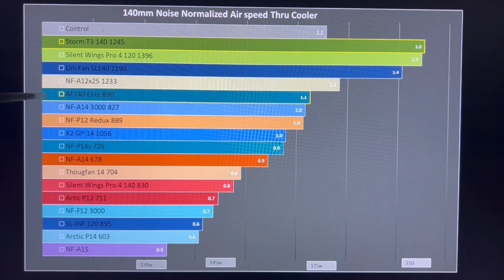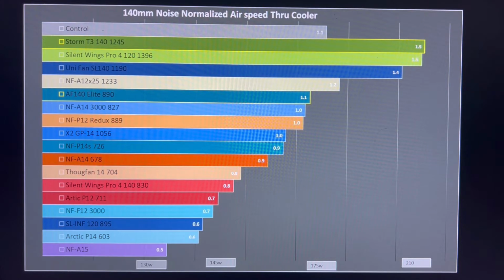Going back to here, this is the Corsair Elite, and it's producing 1.1 meters per second of airflow. It's not a bad result. It's more middle of the pack. It's towards the top, but not at the very top end. But definitely a good contender for a CPU cooler. It is outperforming the Noctua A14, which is used in part for my control fan.